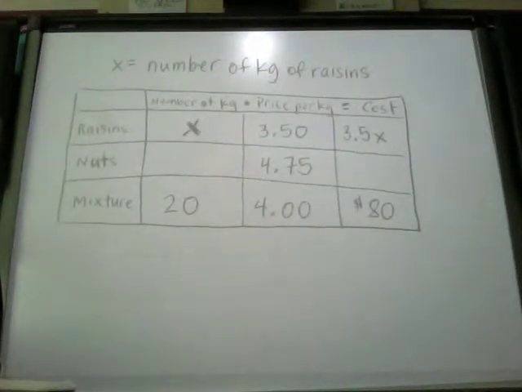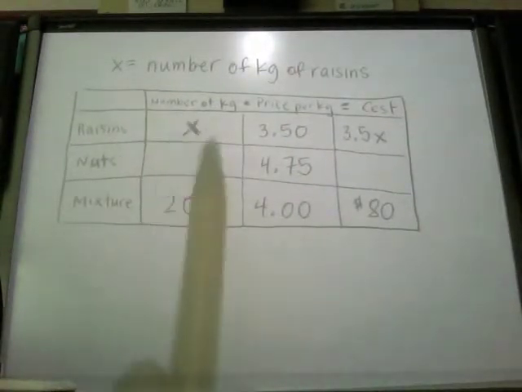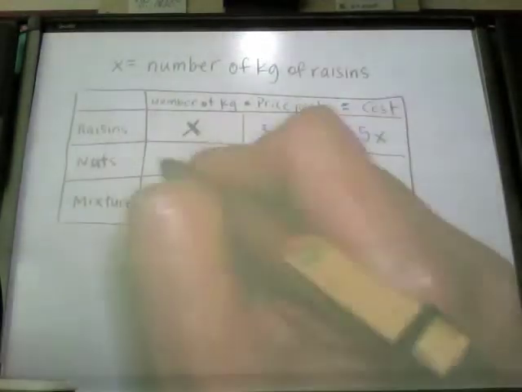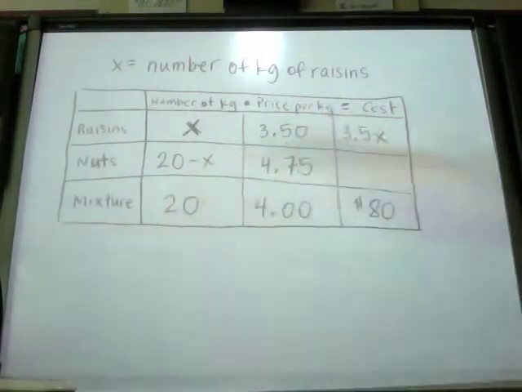Now, let's think about what we can do for the nuts. We have to use X again. We can't use a different variable. If the total is 20 kilograms, and X of it is made of raisins, anybody have an idea what I could write for nuts? Daniel? 20 minus X. Either he's very smart or he saw it in the book.